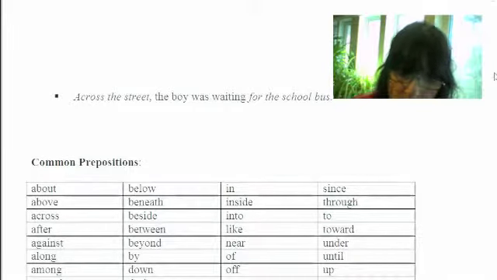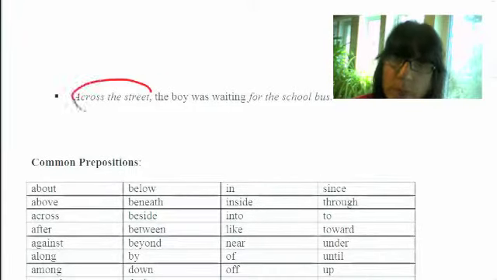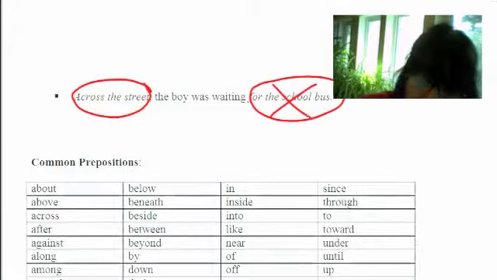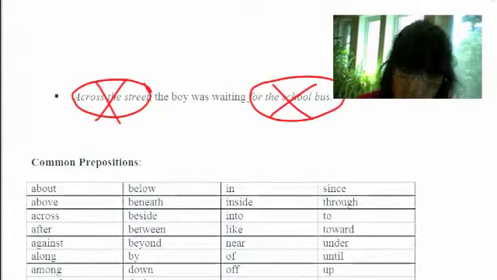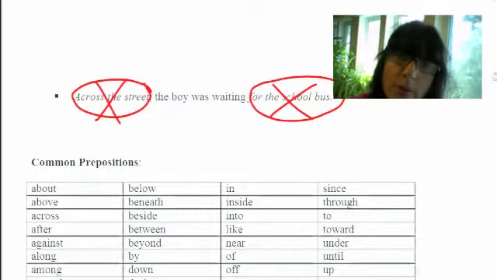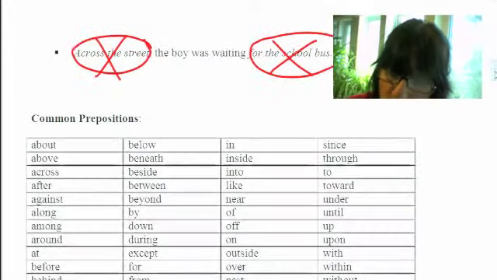Or in this example, across the street, the boy was waiting for the school bus. There's one prepositional phrase, across the street. For the school bus is another. It means the subject cannot be found there. All that's left is the boy was waiting. So the subject is boy. Sometimes you'll look at a sentence and it's easy to find the subject. Other times you can't find it. You're going to follow these rules and pick out prepositional phrases.